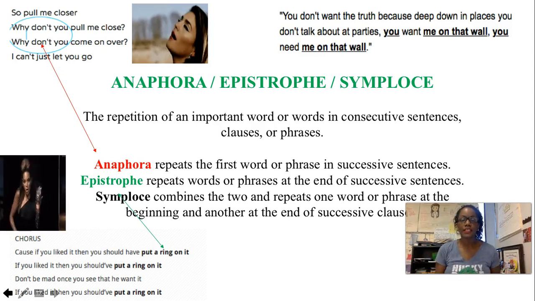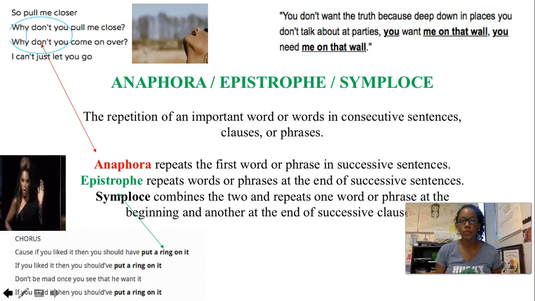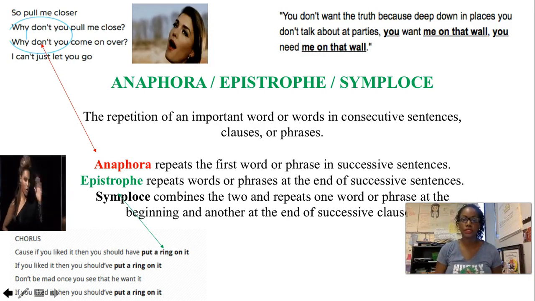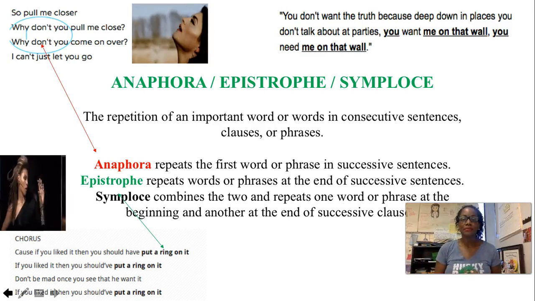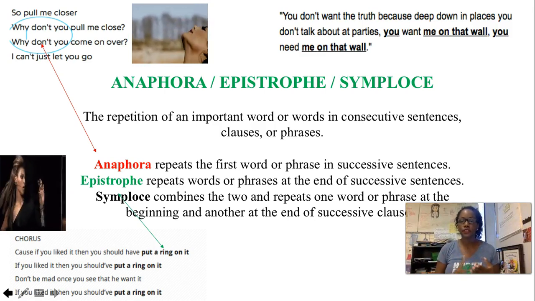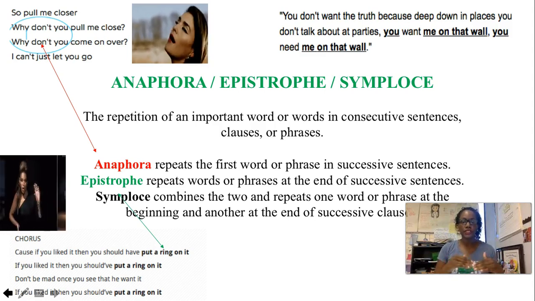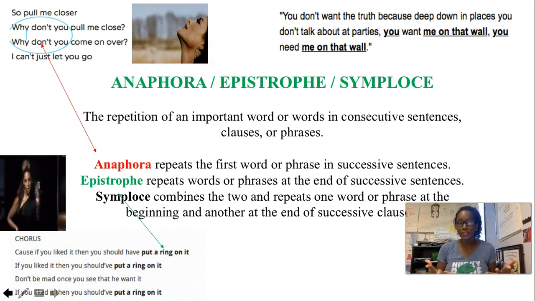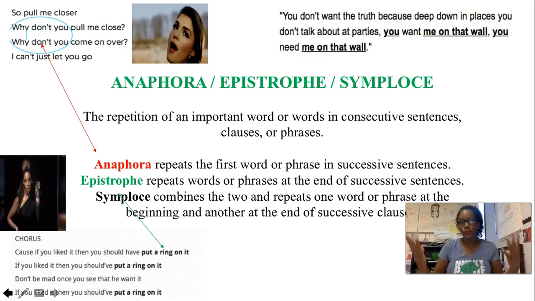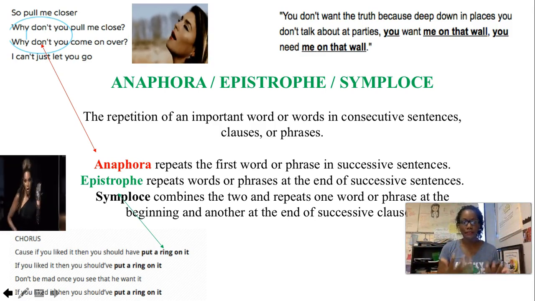Now let's take a look at perhaps more popular ones that you will come across in literature, which one is anaphora, right? And that means that it repeats the first word or phrase in successive sentences. So you'll see the first phrase and it's repeated over. "So why don't you pull me close? Why don't you come on over?" Right? So "why don't you" is the example of anaphora.